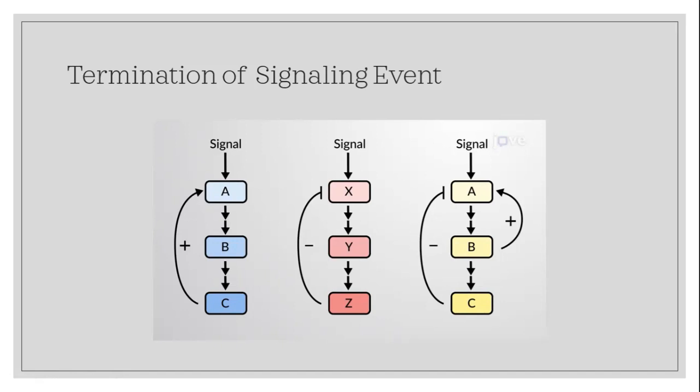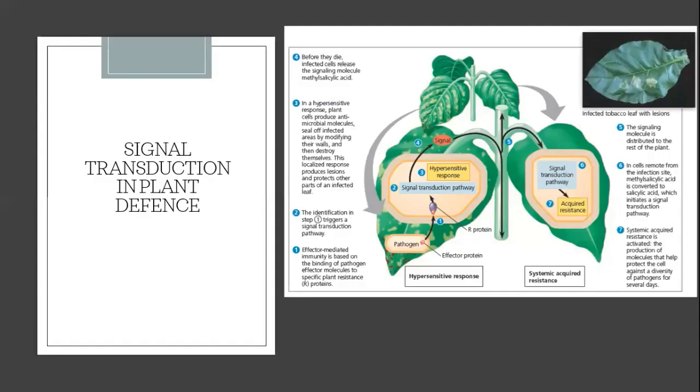Many times this kind of signaling or termination mechanism is seen, where the intermediate has a strong positive effect, but the final product has a negative effect in the chain of events. So this is termination of the signaling events that takes place many times in the signaling pathway.